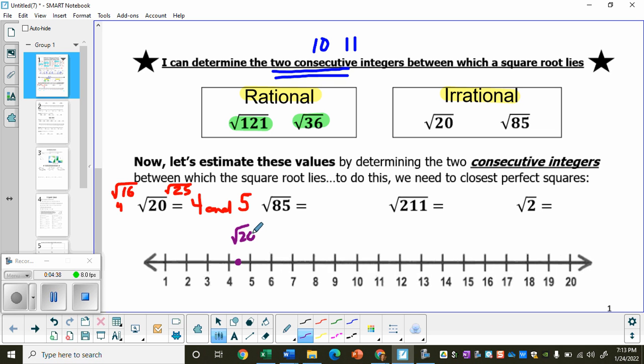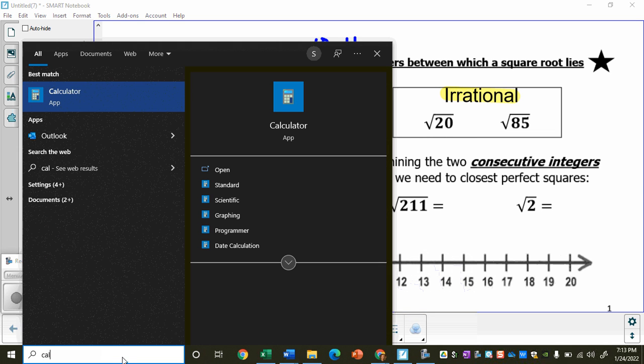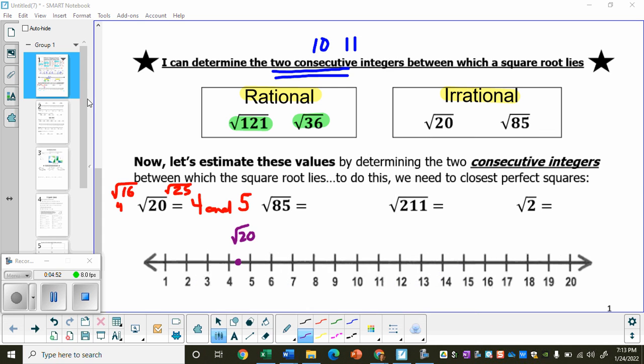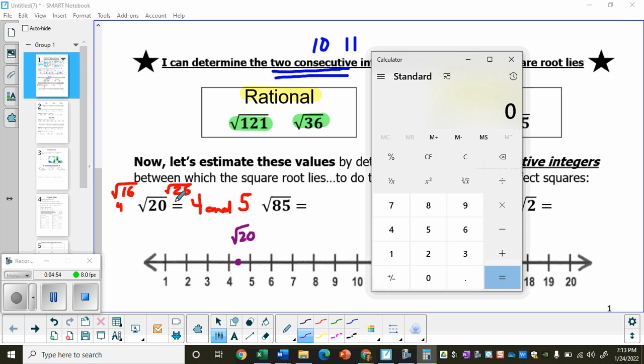And that's the goal of today's video, is to figure out between which two consecutive integers, so in this case 4 and 5, we can find the square root of something that's not a perfect square. Now, to double check behind myself, I'm just going to get the calculator. Remember, I'm trying to do this without the calculator, but to just kind of check to see where we're at.